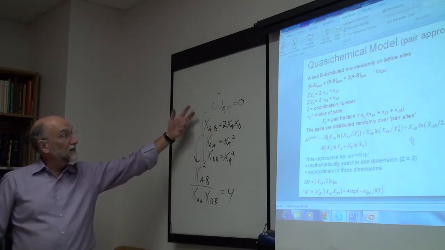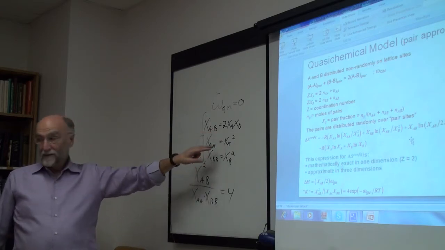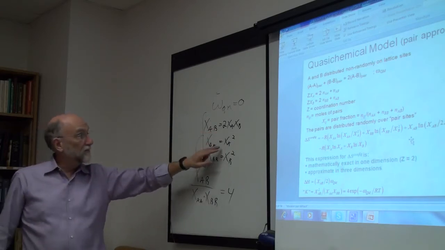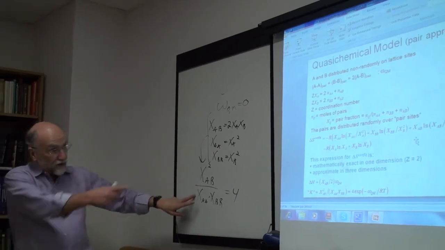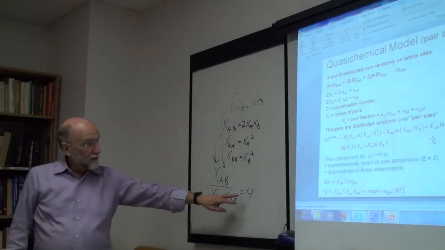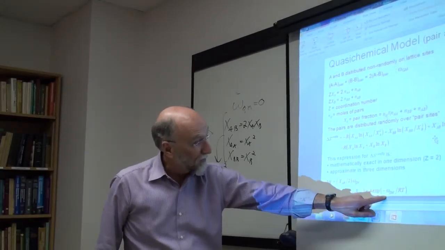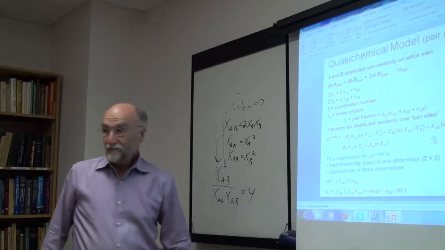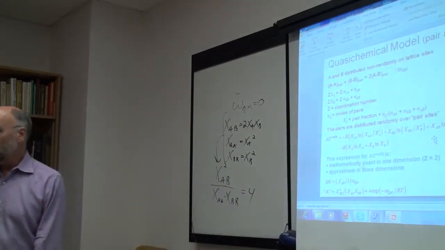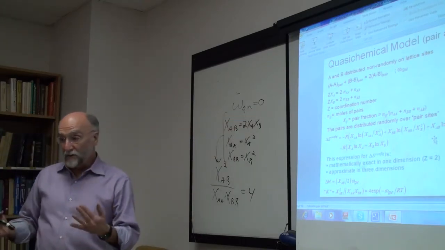This is if it's an ideal solution, then the probability of an AB bond is 2XAXB. For an ideal solution, the probability of an AA bond is XA squared. You make those substitutions into this equilibrium constant. It comes out to be 4, which is what you get, because if omega quasi-chemical model is 0, the exponential term is 1. So it comes out to be 4. So in the limit now, you're getting it right when the omega quasi-chemical model is 0.